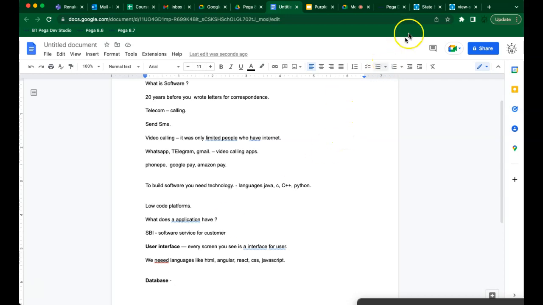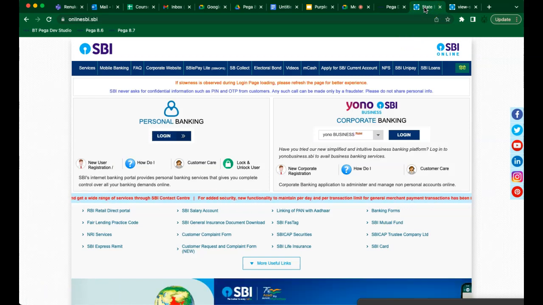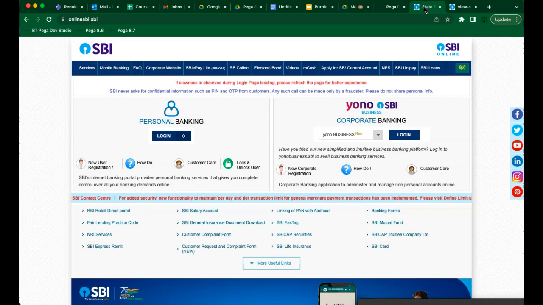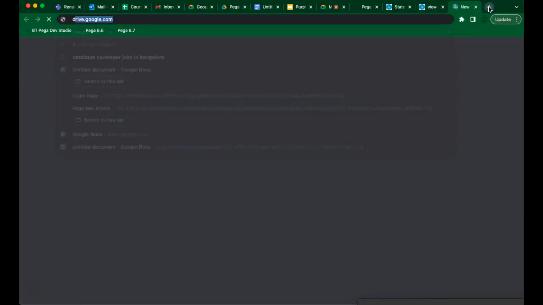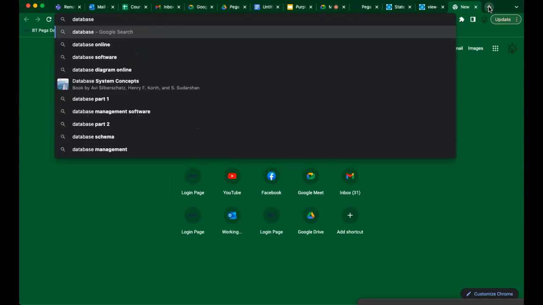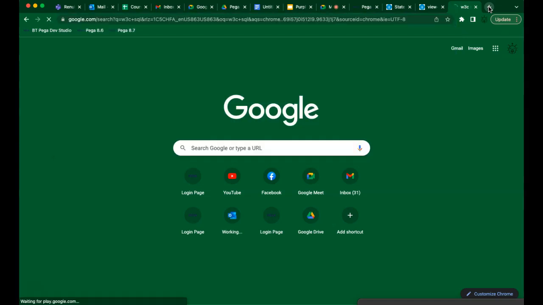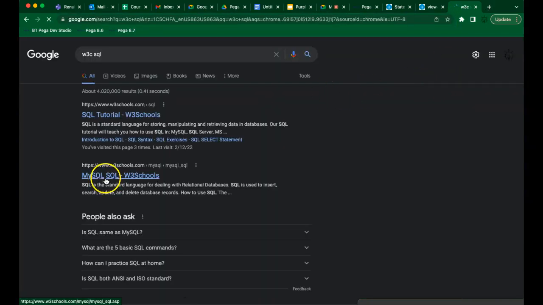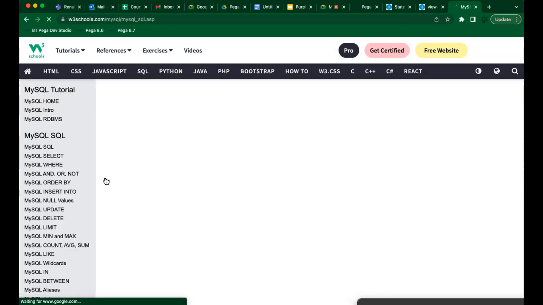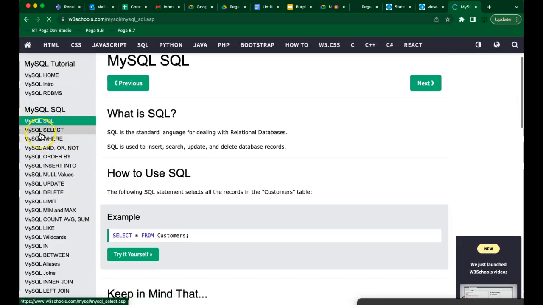Same thing is true for SBI. SBI can't keep writing down the names. So they want a place where they can store all this data. That is nothing but a database. But to store this data, you need a few languages. If you say DB, database, W3C SQL, this brings me to a place where you can see how exactly you can interact with the database.